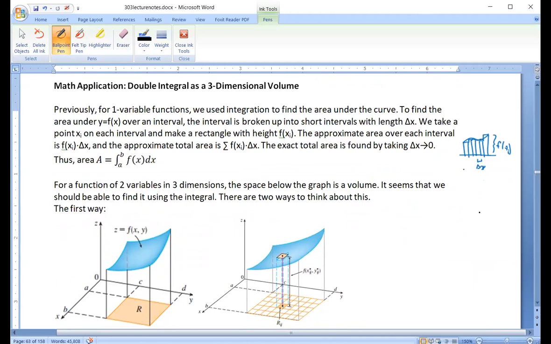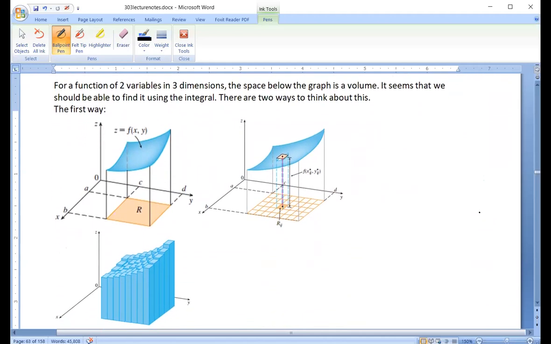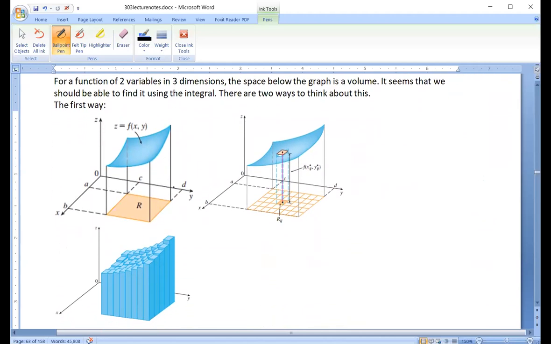So the first way to think about it. Here are some pictures. In blue, there's our function z equals f of x, y. And then R is the region over which we're interested. We want to ask, what is the volume over that region under our surface?